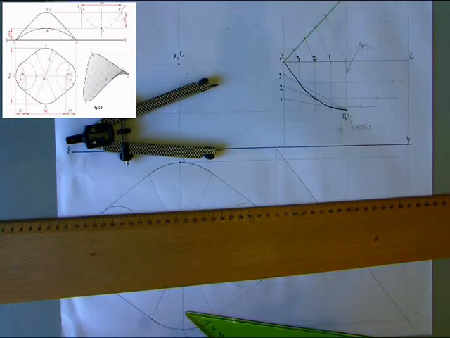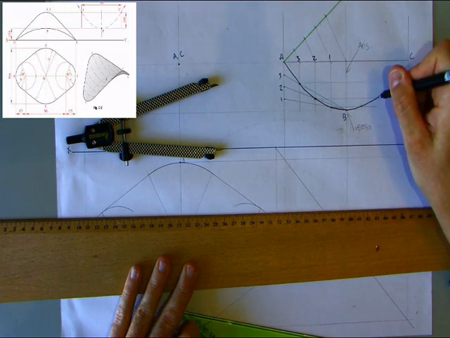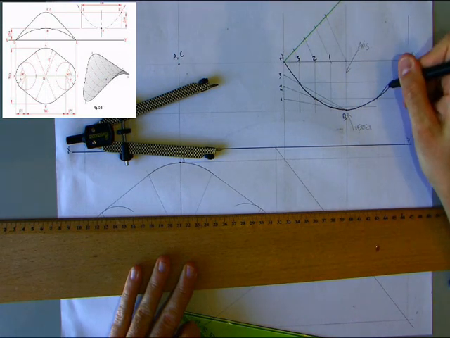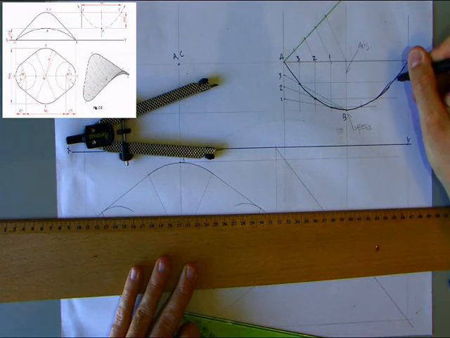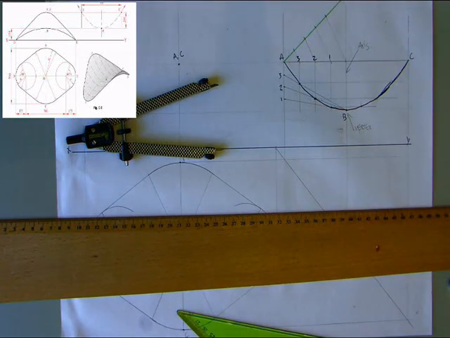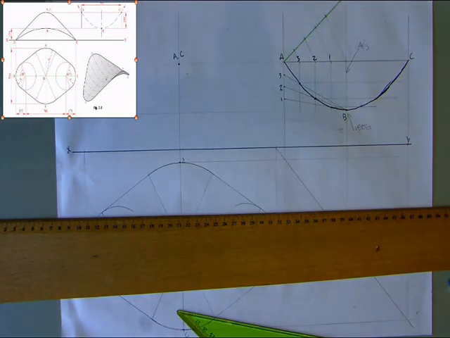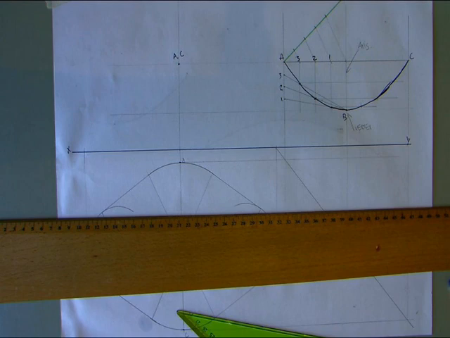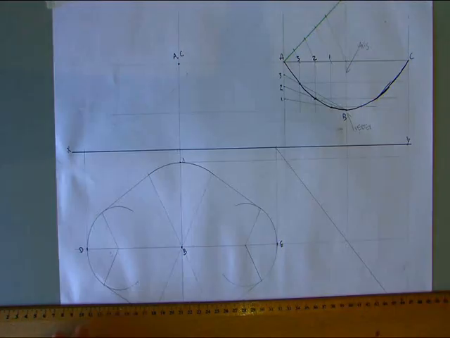And again then, let me join these up. You can see already, I should have used pencil first. And yeah, there's our parabola. Nice and visible. Okay, now I'm going to get rid of this image, because what we're going to do is we're not going to rely on it. We're going to use both views here to create our front elevation.